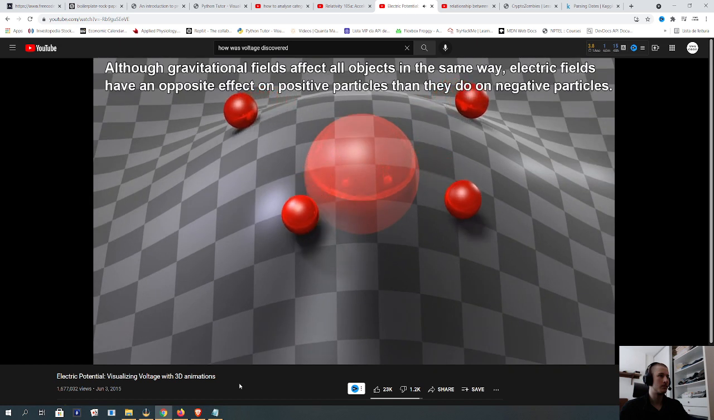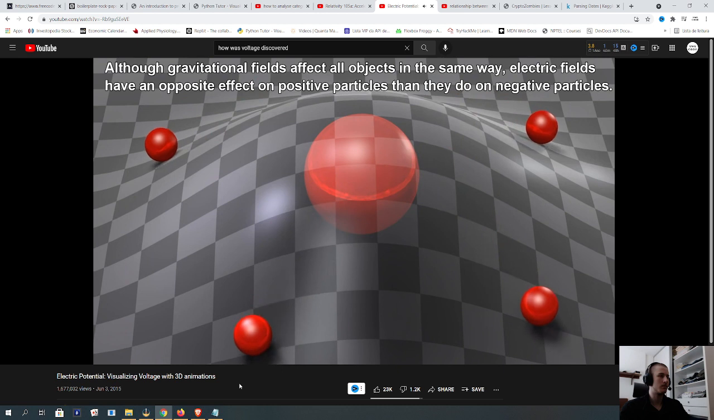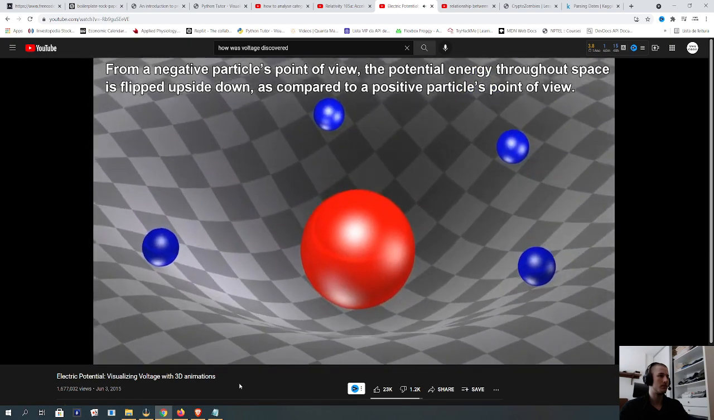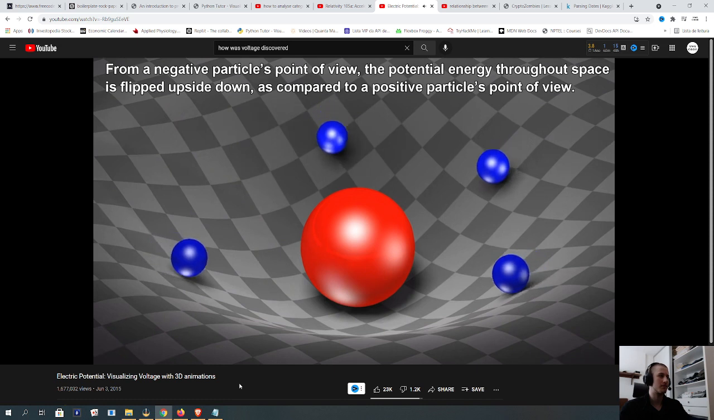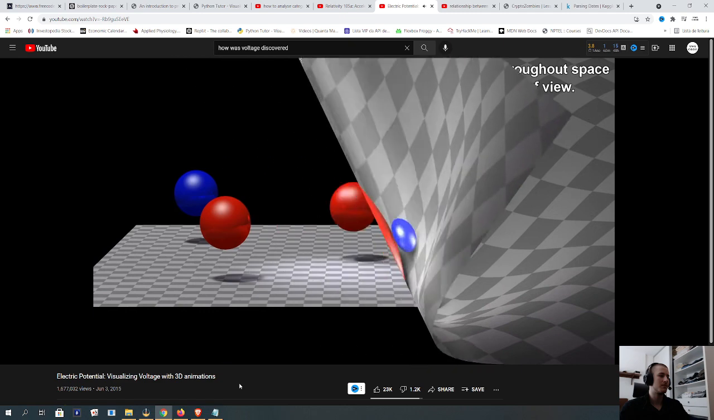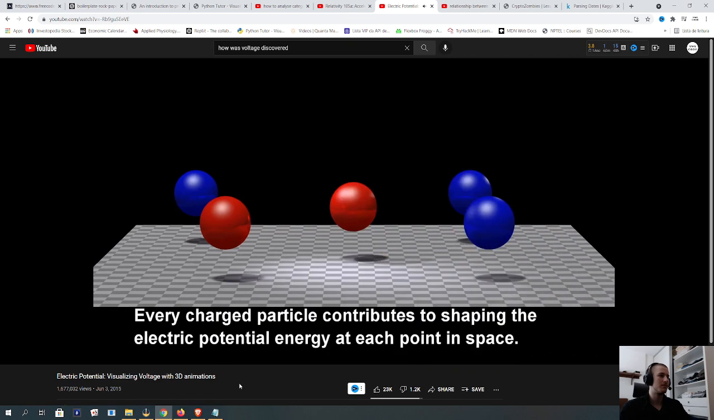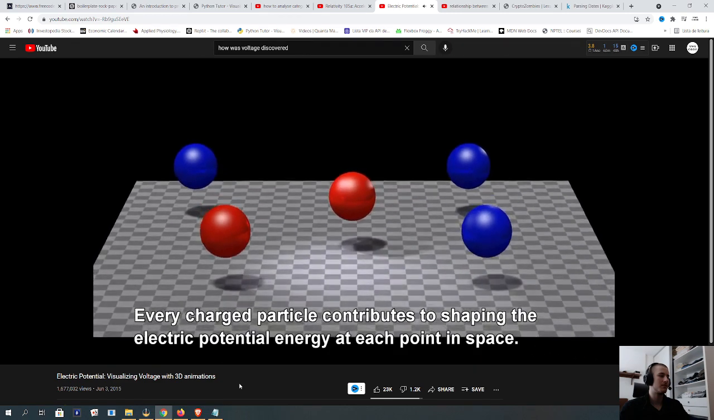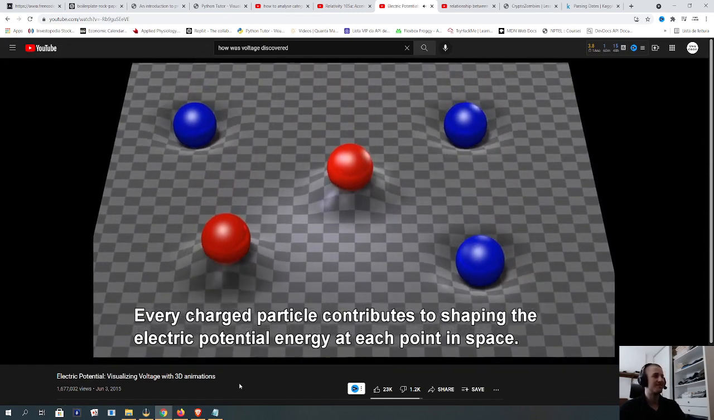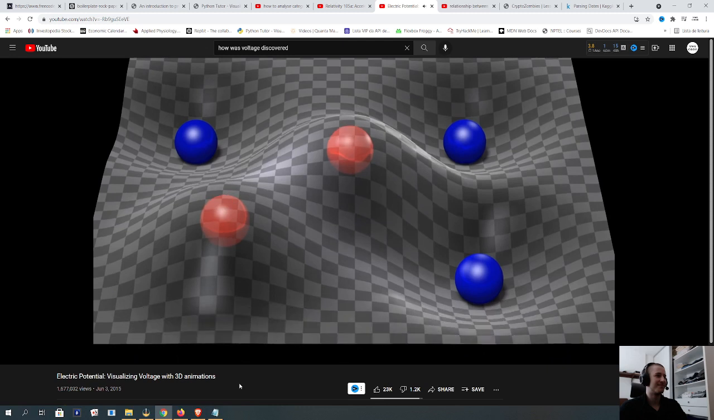Although gravitational fields affect all objects in the same way, electric fields have an opposite effect on positive particles than they do on negative particles. From a negative particle's point of view, the potential energy throughout space is flipped upside down, as compared to a positive particle's point of view. Every charged particle contributes to shaping the electric potential energy at each point in space. The effect of each particle adds together.